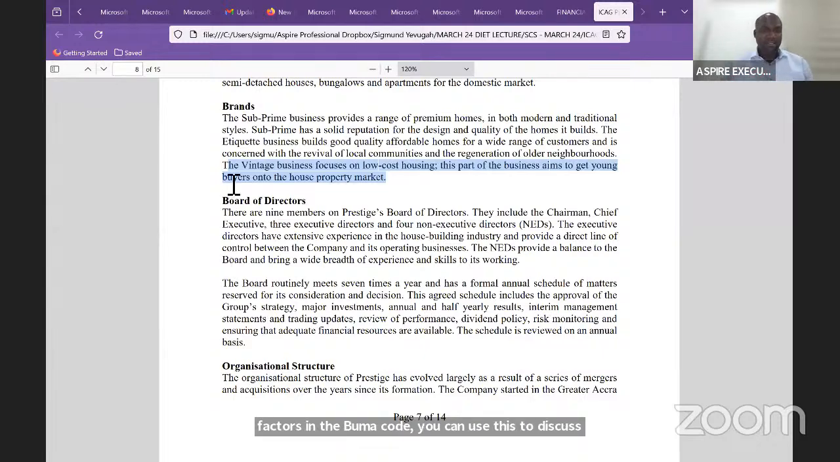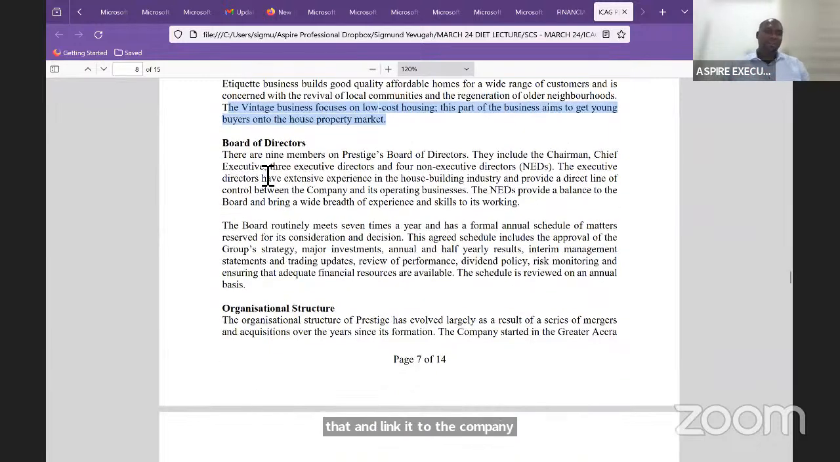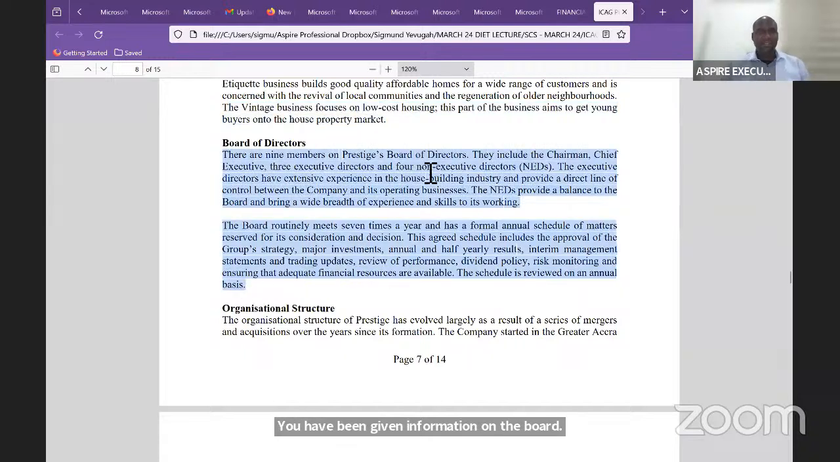Is that clear? You have been given information on the board. The board is so important. Governance issues will come in here. But if you look at the composition of the board, there's a suitable balance there. If you can see that, the suitable balance between executive and non-executive, nice one. Is that okay? Suitable balance in terms of composition. Is that clear? There are 9 board members. Obviously, that is basic and that is fine.